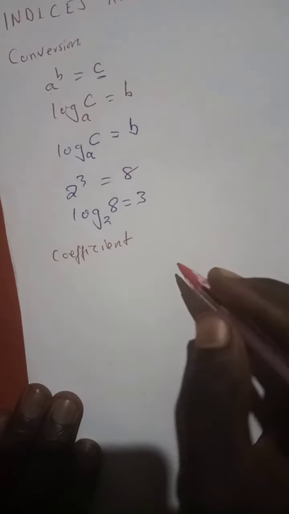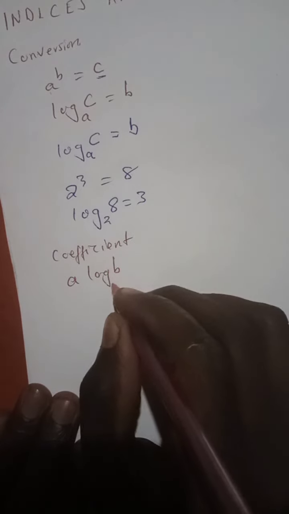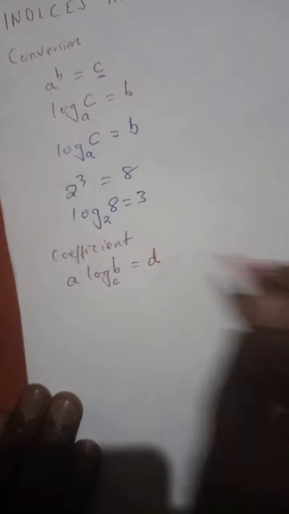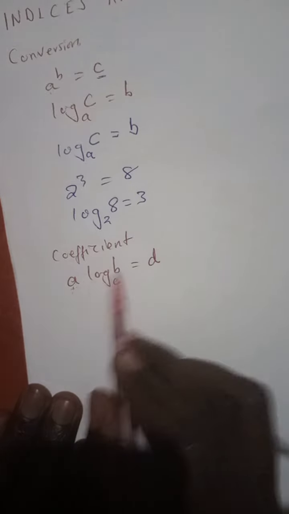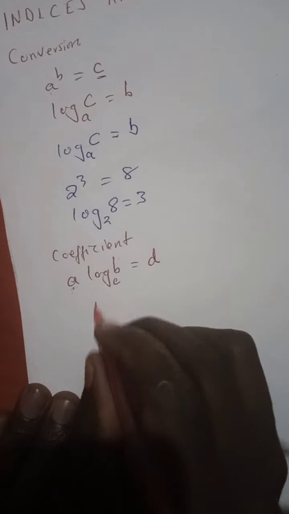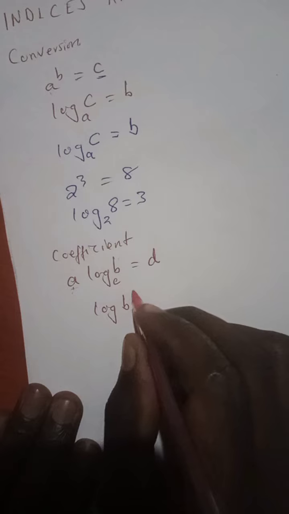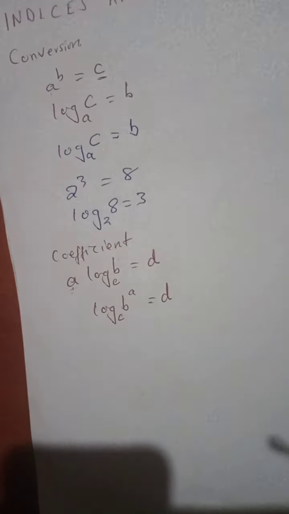For instance, if you have a number like a log b to base c is equal to maybe d, this a is the coefficient of the logarithm. This coefficient normally implies the power of the number that has a log, so that it becomes the log of b raised to a to base c is equal to d. So where is the trick?